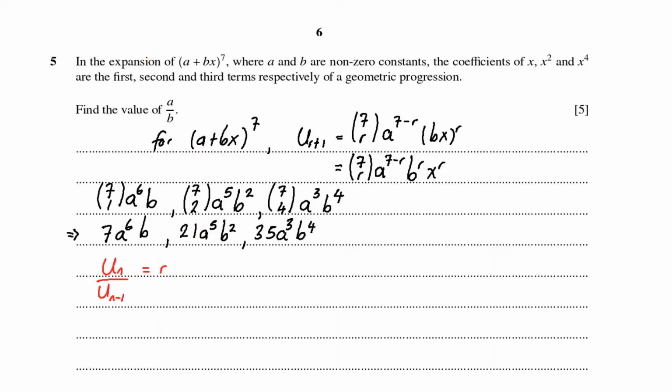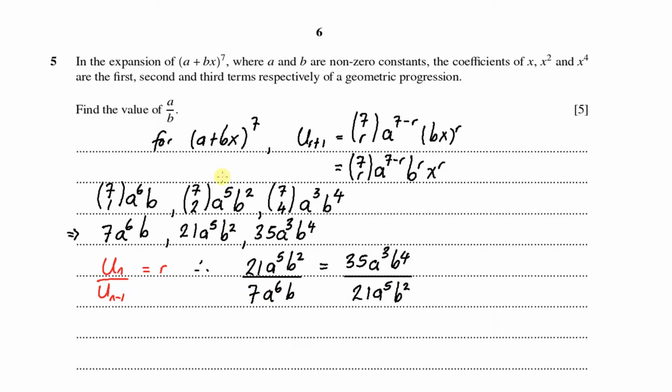So it means here, if we divide 21 a to the power of 5 b squared by 7a to the power 6 and b, this should be equal to 35 a to the power of 3 b to the power 4 divided by 21 a to the power of 5 b to the power of 2. So let's simplify this a bit.